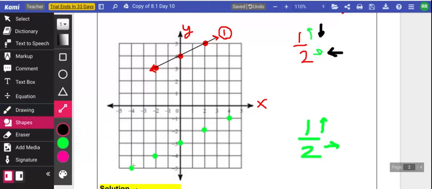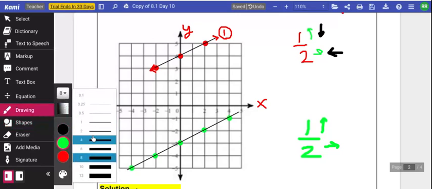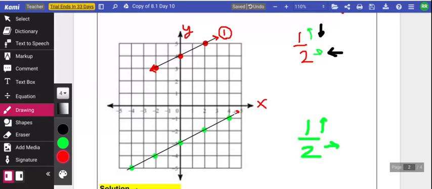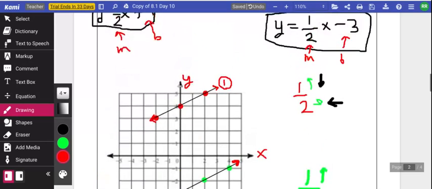Make your line here, insert line, click and drag. And then arrows on the end of the line to show that the line continues forever in both directions. And put a little 2 and circle it because this is line 2. Okay, so as you can see, there is no intersection, and they are like train tracks, right? They are parallel lines that never intersect.